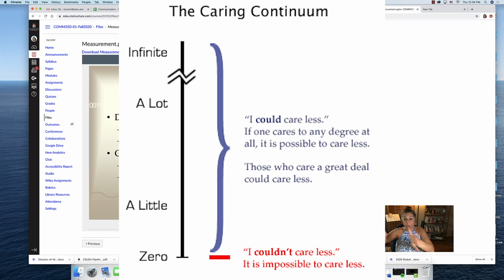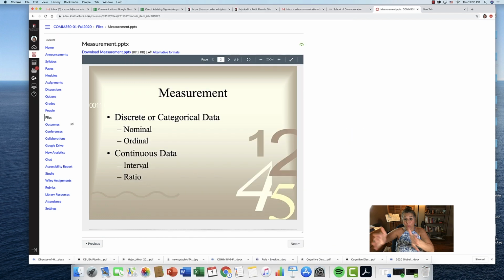Most of the scales we use in the communication discipline are going to be interval. They span on a continuum or a spectrum. And the spectrum that we're going to be looking at is, of course, the bell-shaped curve or normal distribution. And we'll talk about that in a minute.